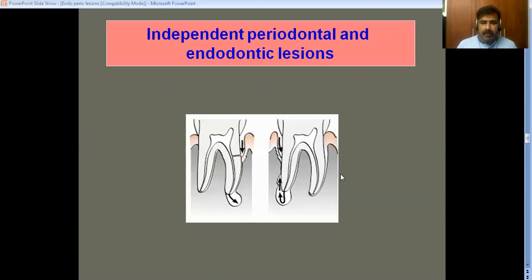And you can have independent lesions in relation to a single tooth. Probably you may have a periapical abscess over here. At the same time, you may have a deep pocket, probably about 7-8 millimeters. These two do not meet. If the two do not meet, what happened? They are independent lesions. Then you will have to address both these problems in this patient.